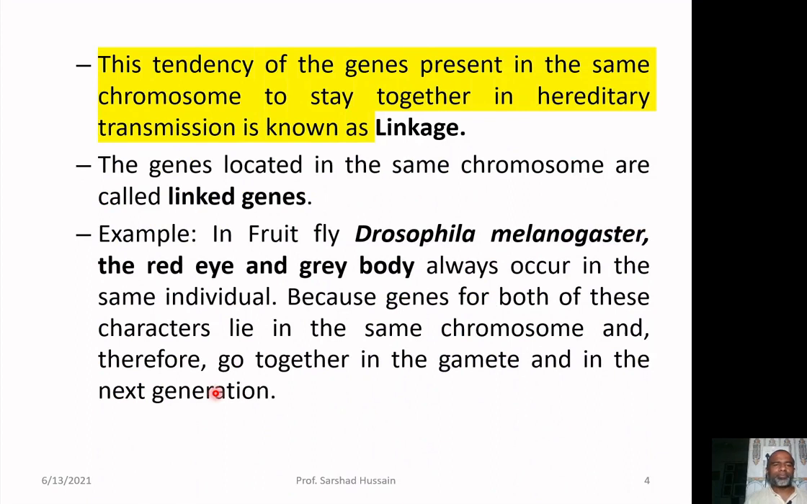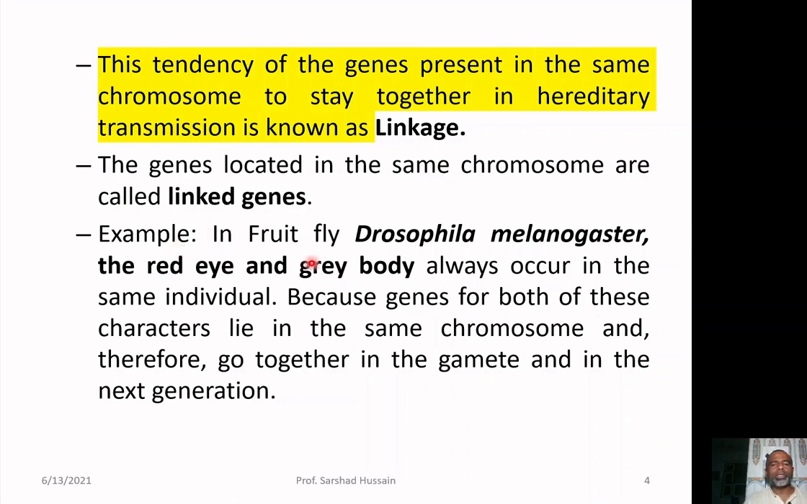Now, this tendency of genes, when they are present on the same chromosome, to stay together and not get separated during heredity, that is, transfer from parents to offspring, forms linkage. That means they are linked with one another. The genes located on the same chromosome are called linked genes. So, in the previous example, gene A and gene B were linked together.